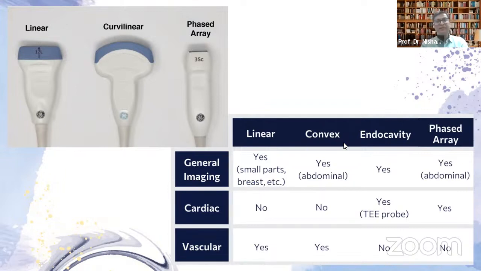The curvilinear or convex probe, as it is called, or the abdominal probe, is not used for cardiac or vascular. It is mainly for deeper structures, and the penetration is very good. Endocavity probe, we usually don't use. The phased array probe is a specific probe with a low frequency but a higher frame rate, and it is used mainly for cardiac assessment. The endocavity probe is a specialized probe which you can use for cardiac and general imaging as well, but not for vascular.